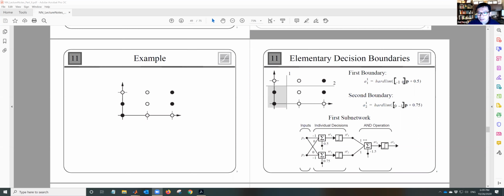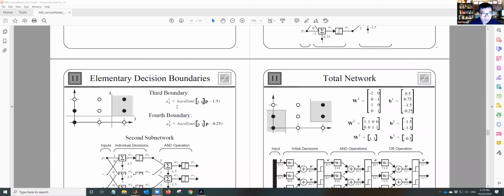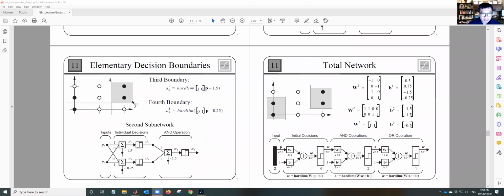an AND operation. That means this one needs to be below the second boundary and on the left side of the first boundary. Then you got an AND operation. So in this way, you got the first group, these two neurons plus this neuron together, you create this joint decision boundary.